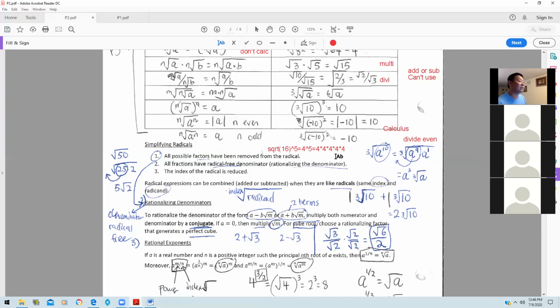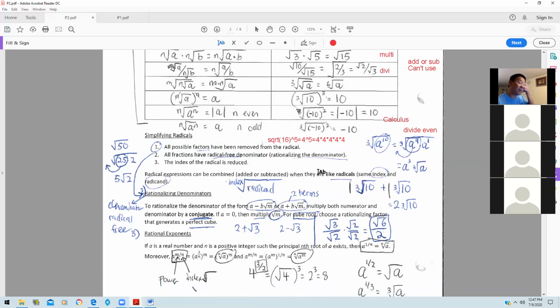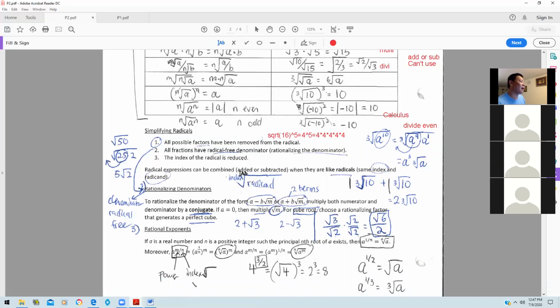Make sure you understand this. It is very important because the second part here is the most important part. And make sure that when you add or subtract, you have like radicals. Like radicals means they have the same index and the same radicand. For example, cube root of 10 plus cube root of 10, then you can add them up. These are like radicals, and you will get 2 cube root of 10.